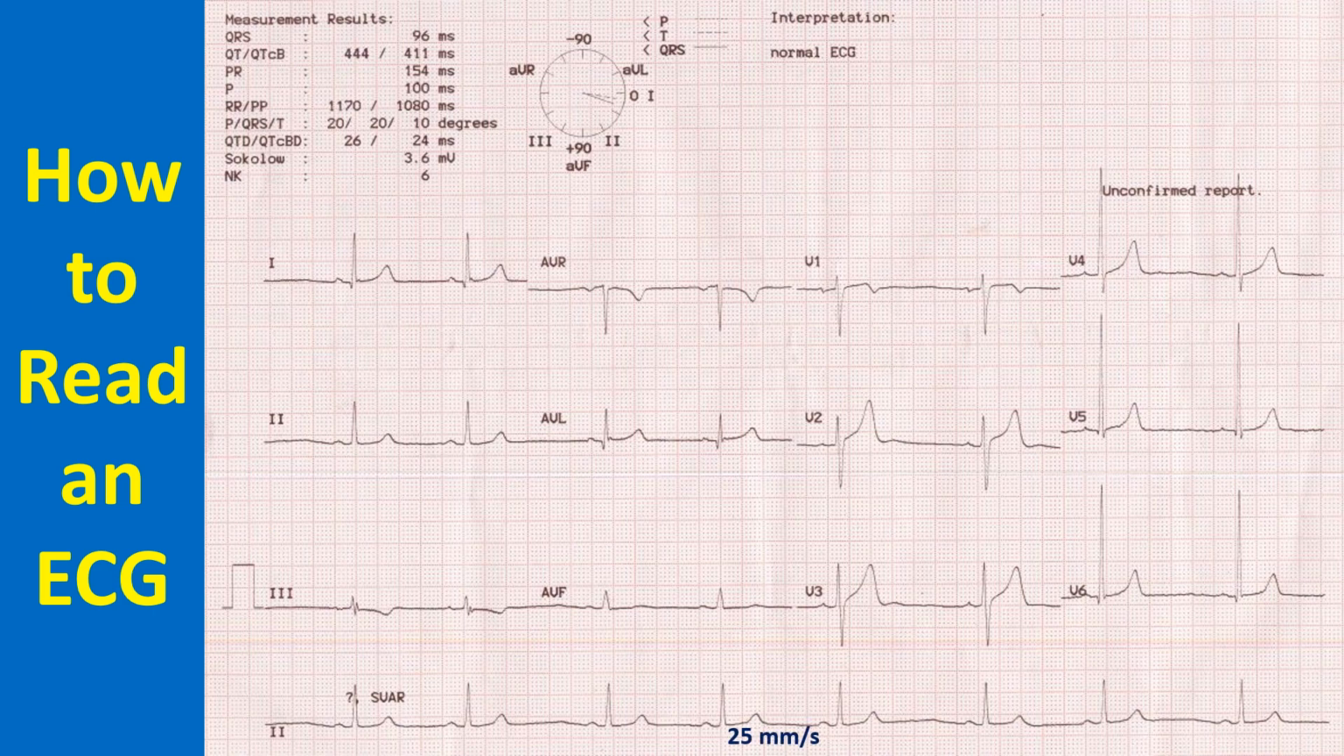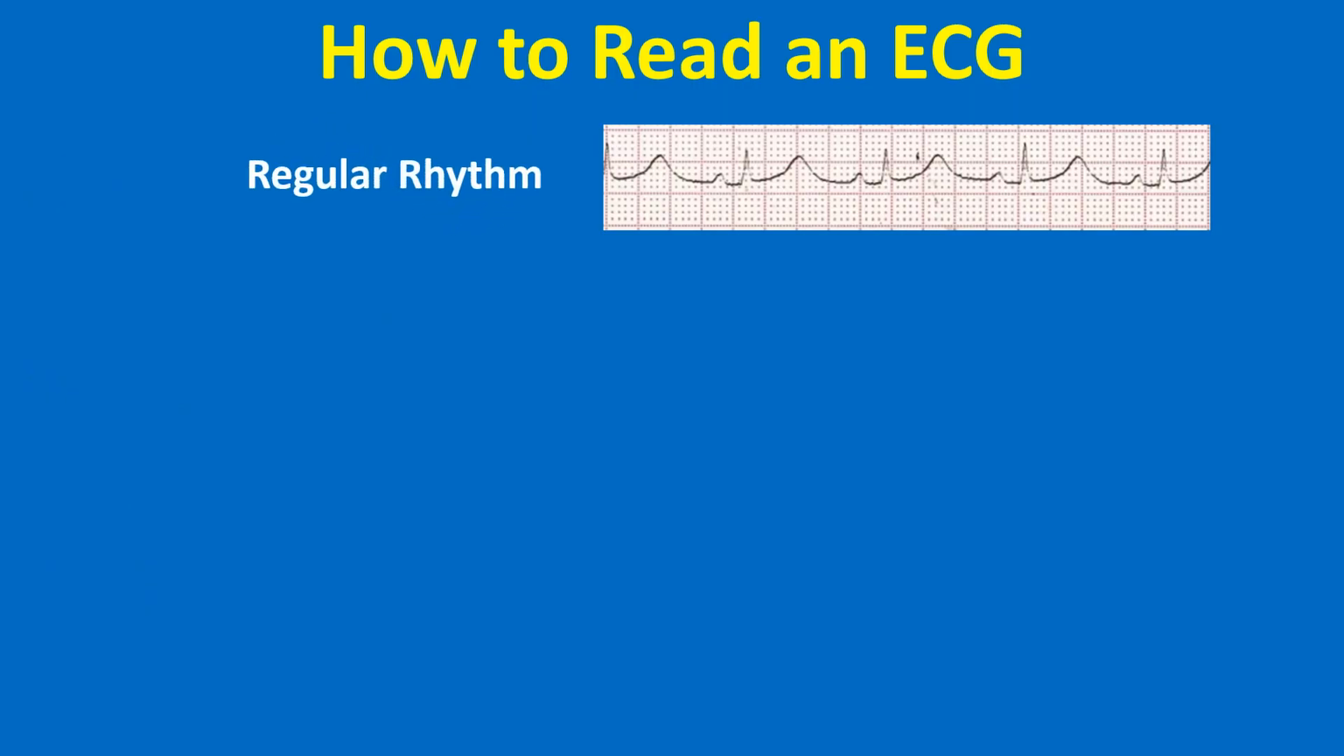ECG paper speed is printed at the bottom of the tracing and is 25 mm per second usually. It may be taken at double speed or half speed occasionally. If it is taken at double speed, it will resemble a bradycardia, and half speed tracing will look like a tachycardia at one glance. Rhythm is checked to see if it is regular or irregular.